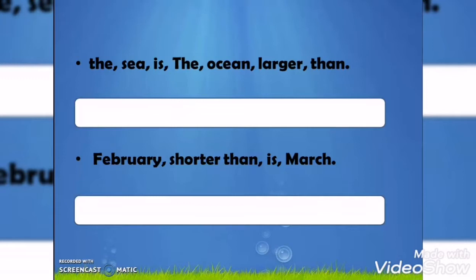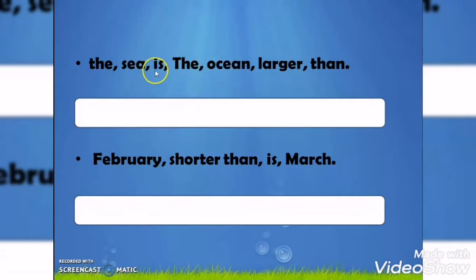The ocean. Okay, here we have capital letter The. Which one? Ocean is larger than the sea, or the sea is larger than the ocean? Of course the ocean. Then we have the verb is, the ocean is, then I write the adjective word, which is large. But because I'm comparing two things, what should I add for the adjective word? er. Of course, large ends with e, so I don't add er, I only add the letter r.